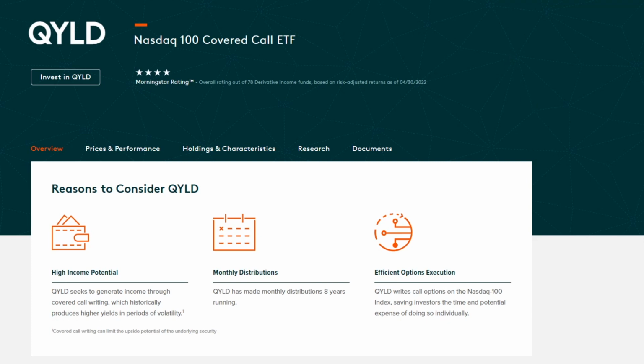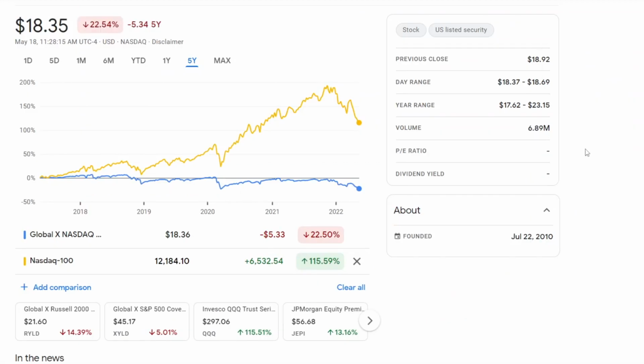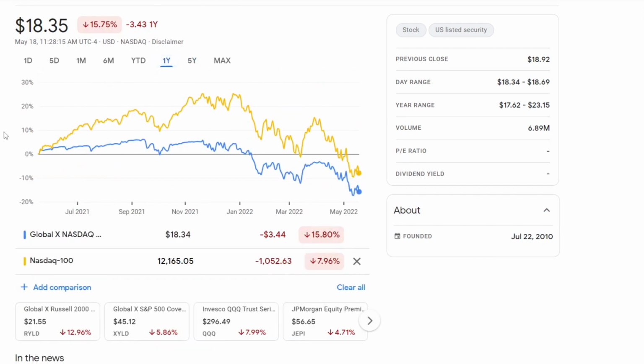Well, QYLD has a pretty big problem, and that is capital decay over time. As you can see, in the past 5 years, the asset price of QYLD has dropped 22.5%, and it continues to decline. If we go to a 1 year, we can see that it just continues to go down and then up, and then down and then up. So this is the major problem with QYLD. Whenever we have a drop in the NASDAQ 100 or in the market in general, QYLD drops as well, and it drops just as hard.